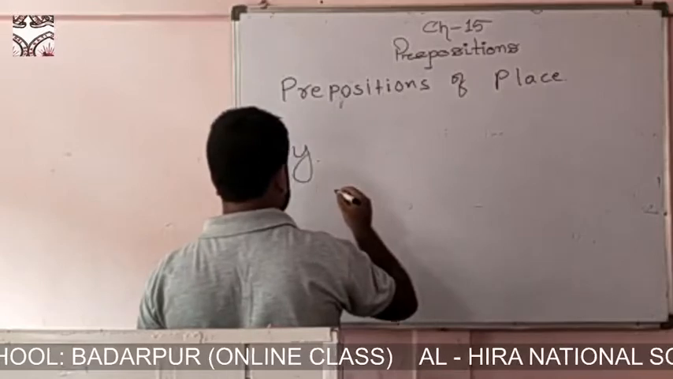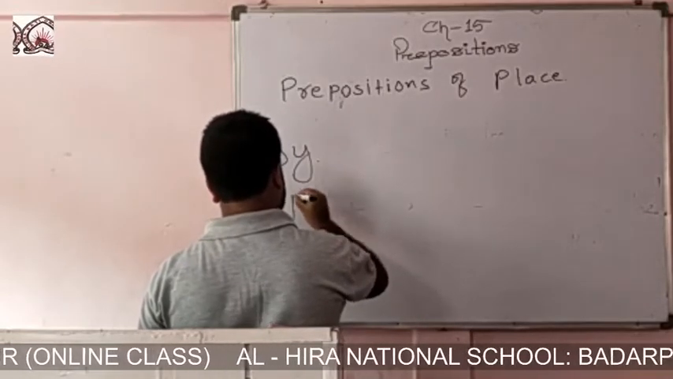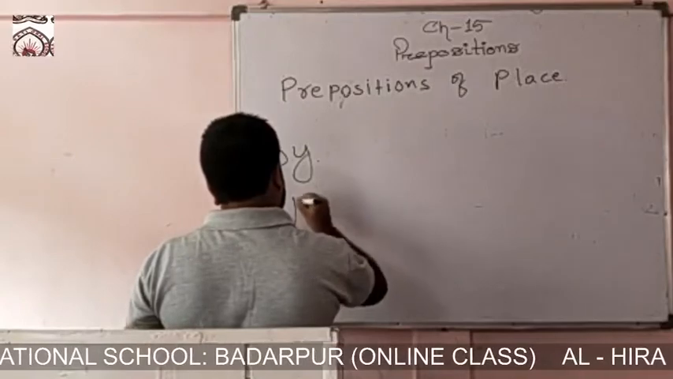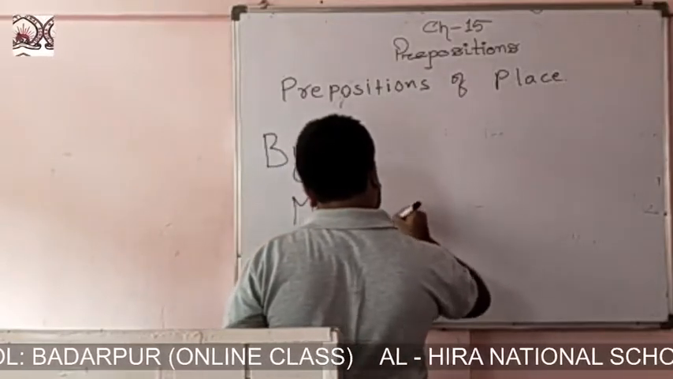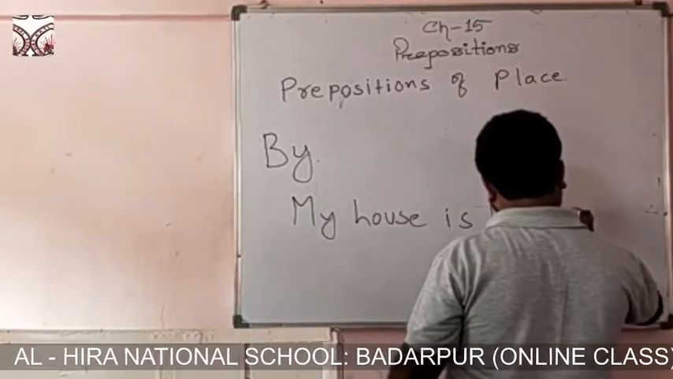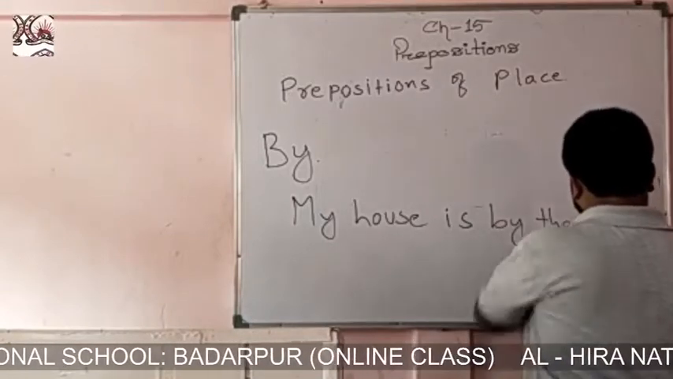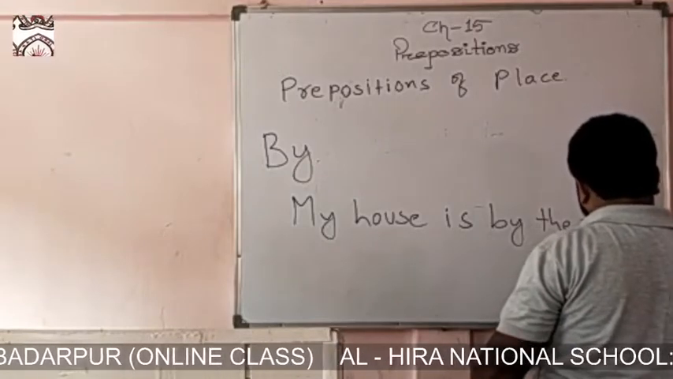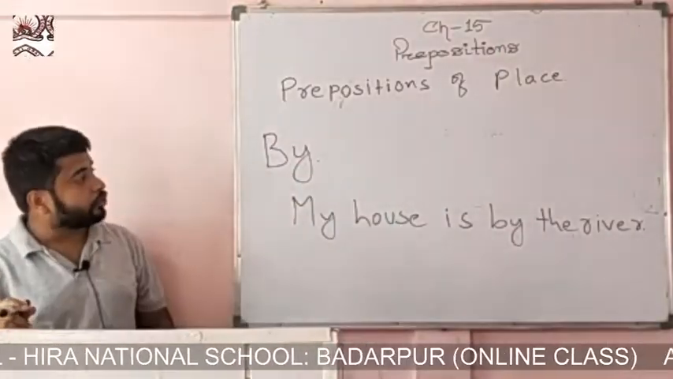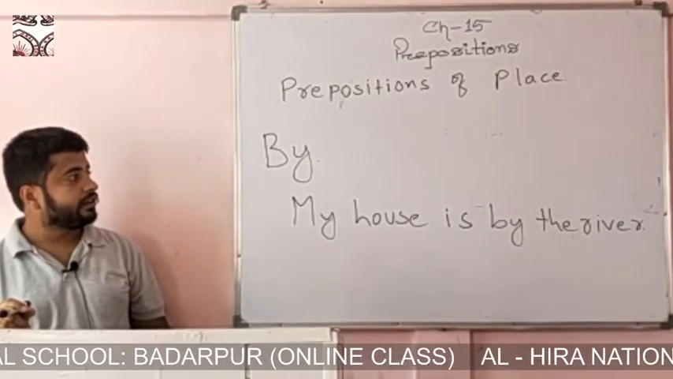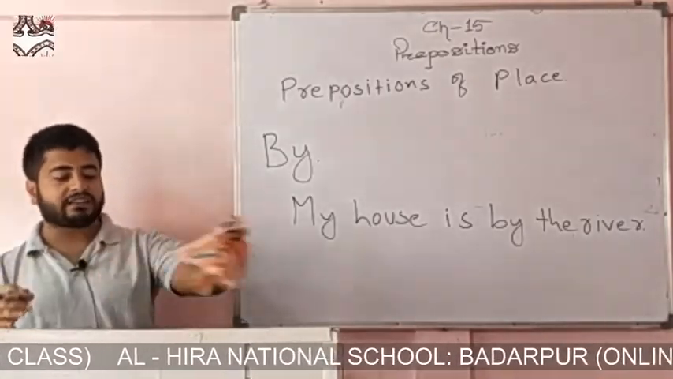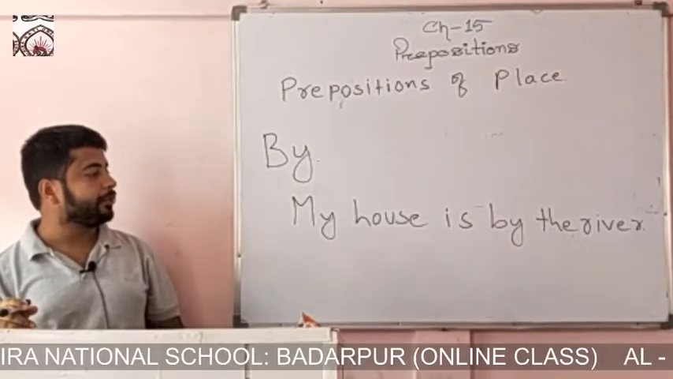let's practice one or two examples. My house is by the river. So when we use the preposition of place by, we use it to express near or at the side of. To express near or at the side of, we use the preposition by.